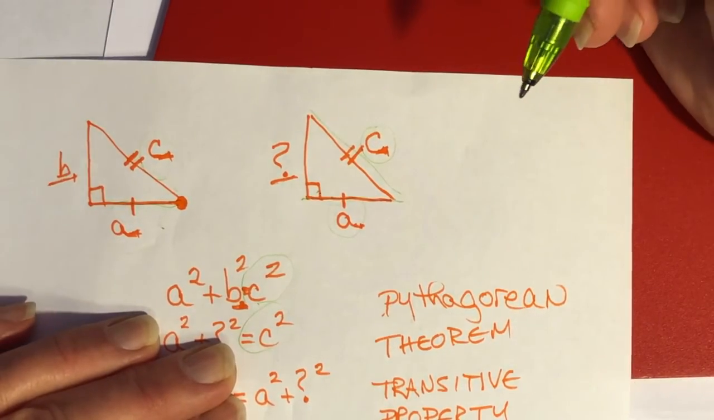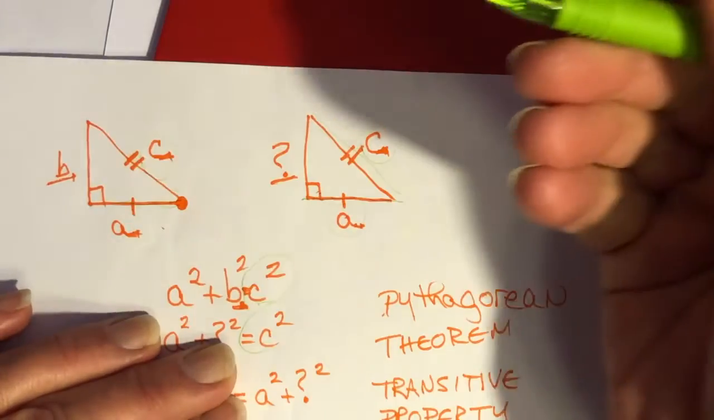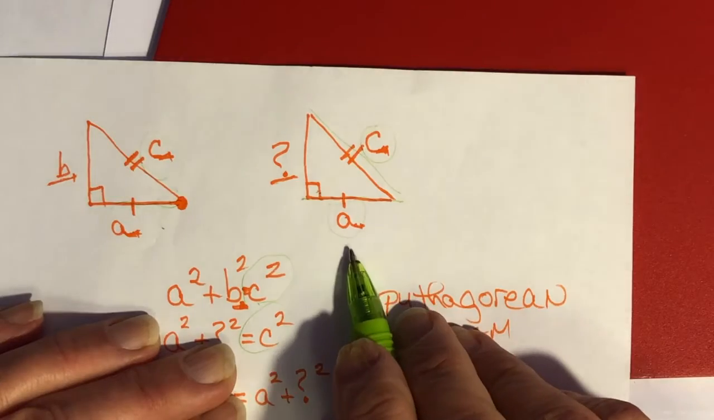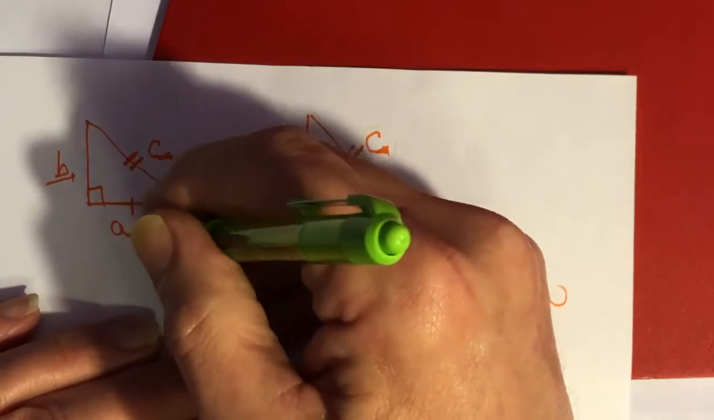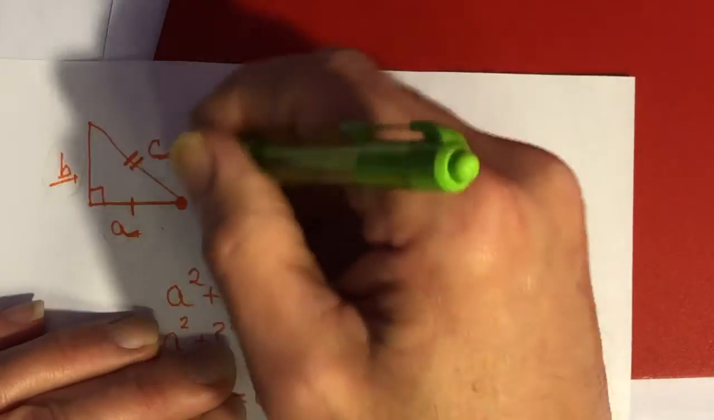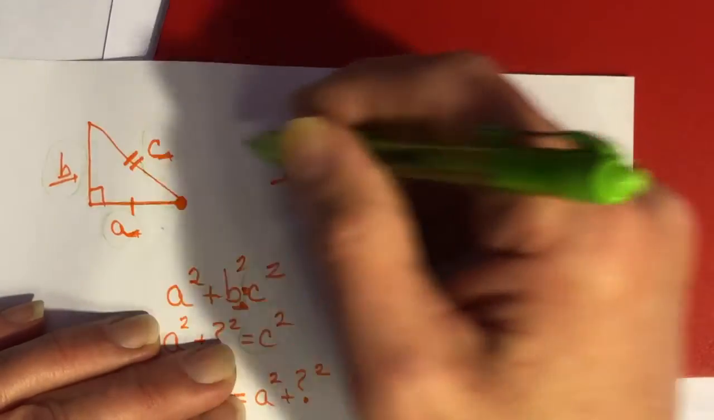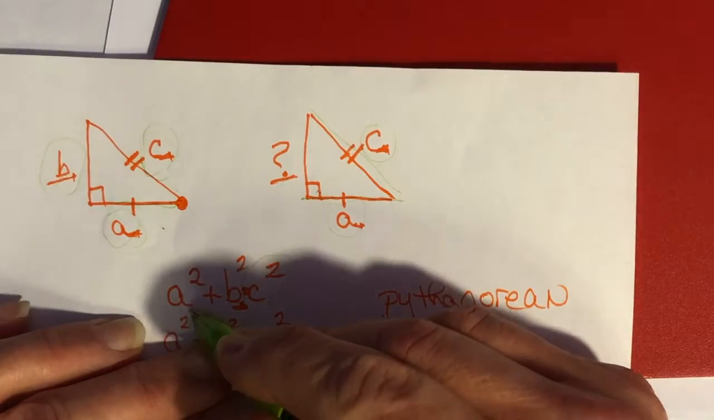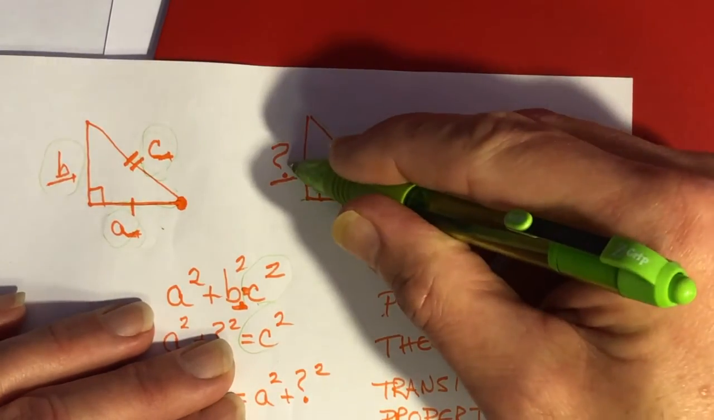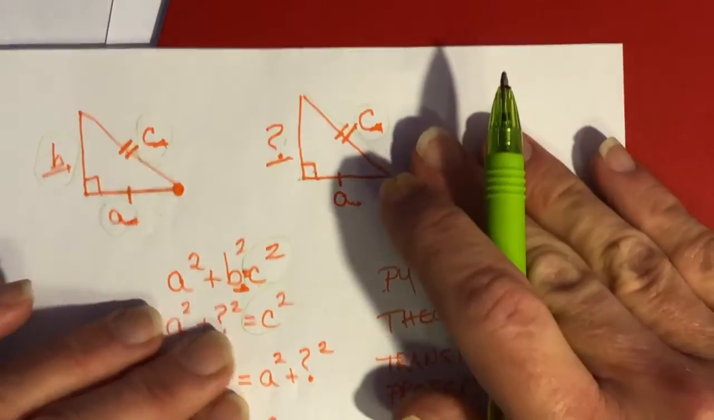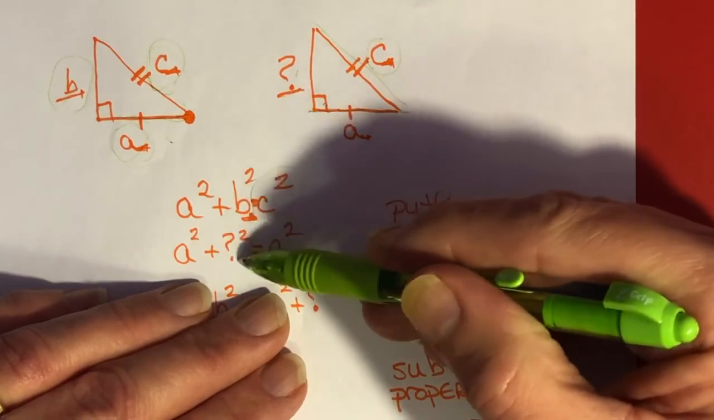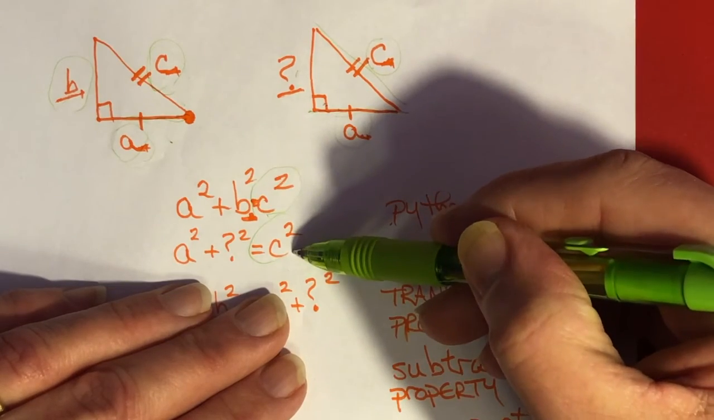Well, how am I going to know the two triangles are congruent? Well, here's the thing. Pythagorean theorem says that a squared plus b squared has to equal c squared. So here it is: a squared plus b squared equals c squared. And on this one, a squared plus whatever this is has to equal c squared. A squared plus whatever that is squared is equal to c squared.